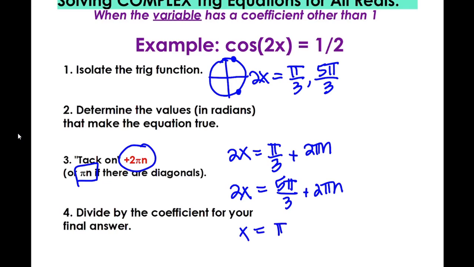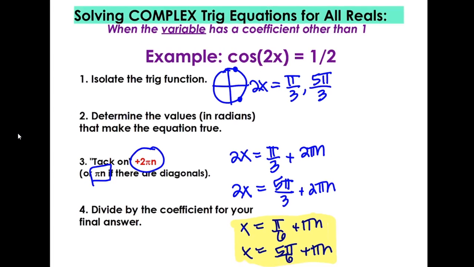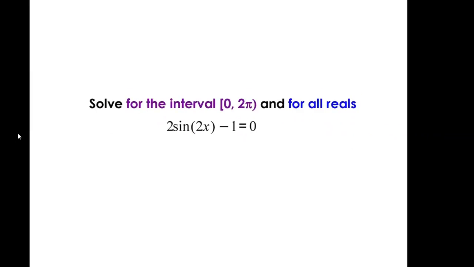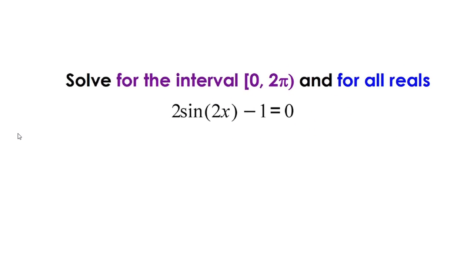So that's going to be pi over 6 plus pi n and 5 pi over 6 plus pi n. It's much easier to do the equations for all reals on the complex ones. It's a lot less answers to list out. So we'll do both, just so you can see.